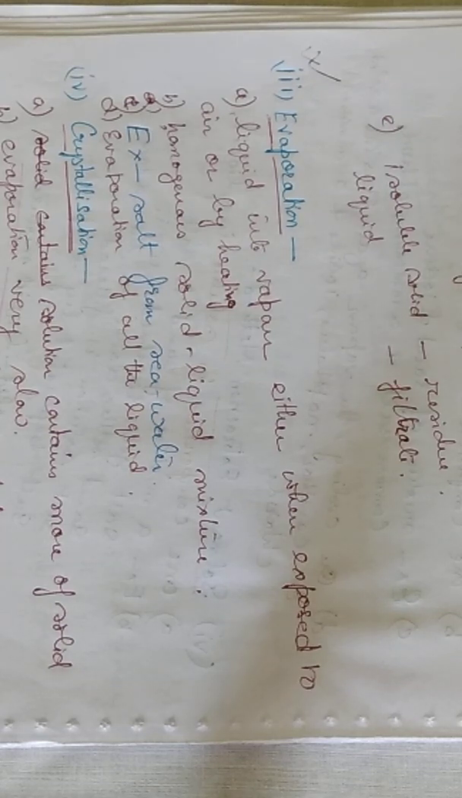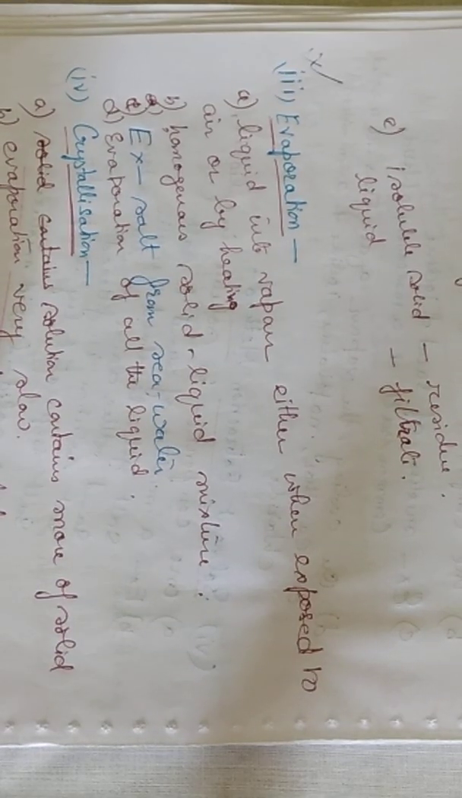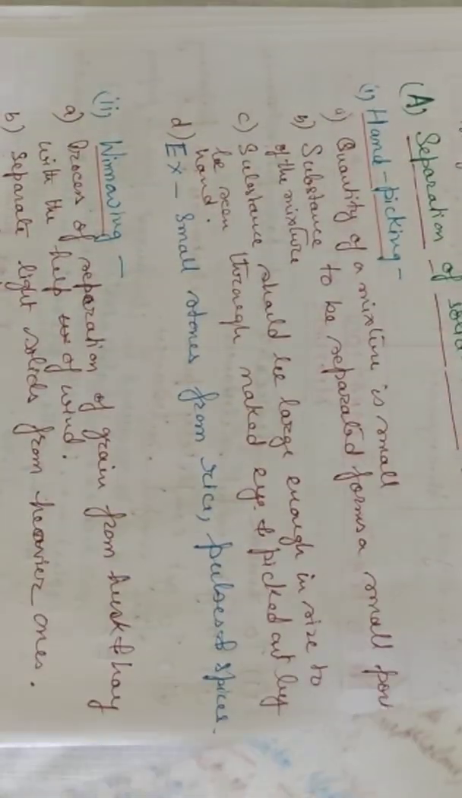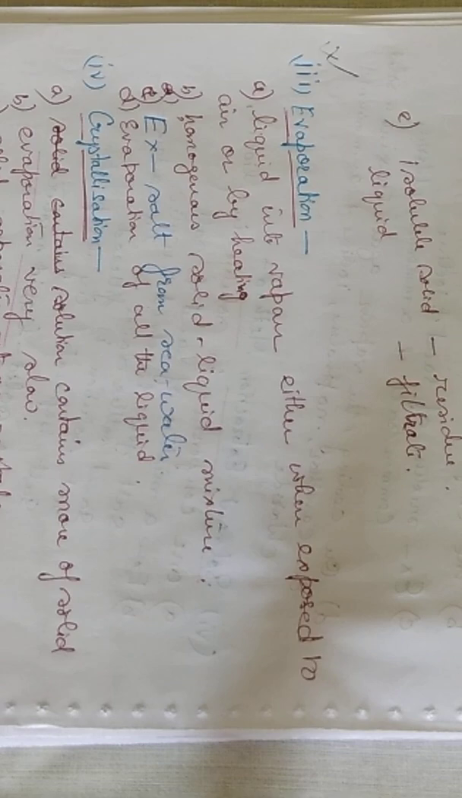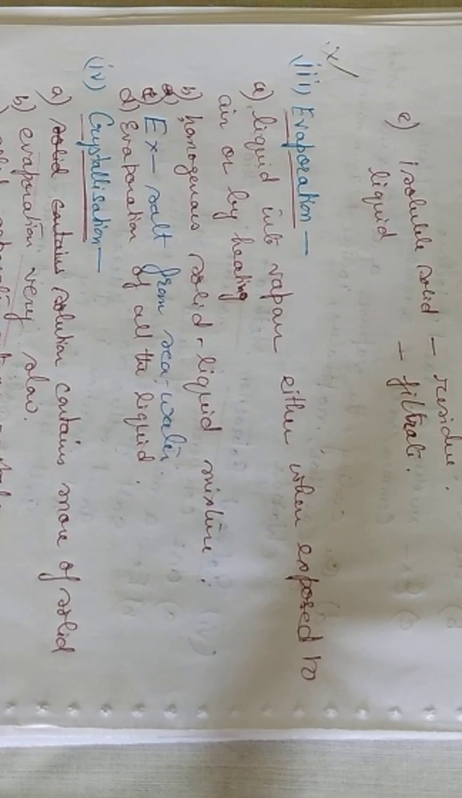I was continuing with the chemistry chapter Elements, Compounds and Mixtures according to the ICSE syllabus, class 7. I was continuing with the methods of separation, that is, the separation of solid-liquid mixtures. So I will start today with the third separation method of the solid-liquid mixture, that is the evaporation process.